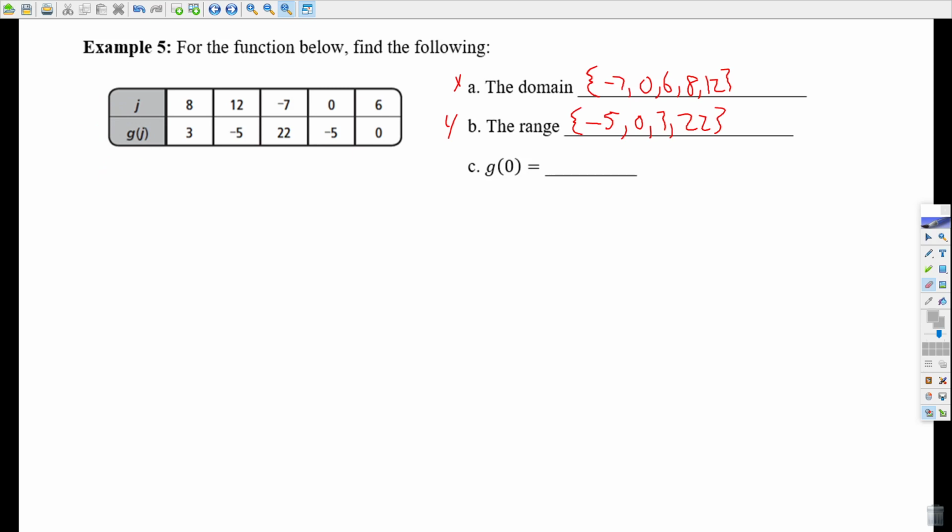Let's get rid of this. G of 0 means they want you to plug 0 in for j, because that's what's in the middle. So you're going to look at the j row, find 0, and go down and read it. Just like that. We've done this before with the tables, but maybe it looks a little different now. But g of 0 means they plugged in 0 for j. So you got to find j, go across, find 0, and then read down where it says g of that. So g of 0 is -5.